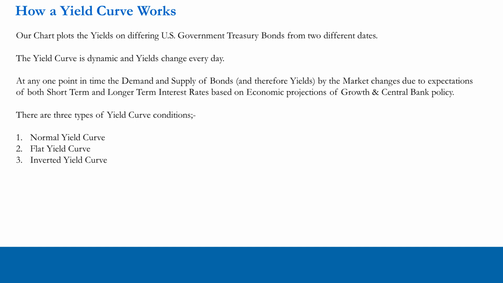Now, there are 3 different types of yield curve, 3 different shapes of the yield curve that represent conditions, okay? Firstly, we have a normal yield curve. Second, a flat yield curve. And third, we have an inverted yield curve. So we're going to go through these and show you what it all means and how you can use the yield curve as a leading indicator.